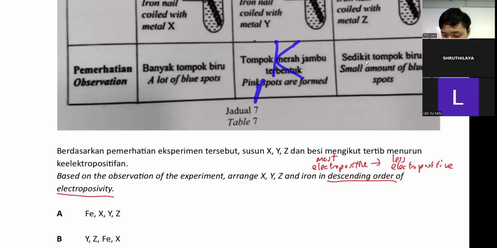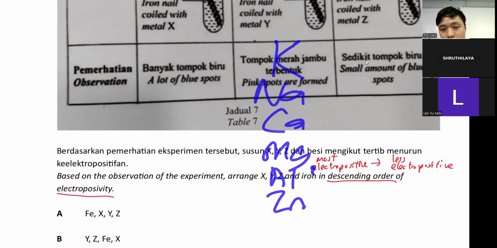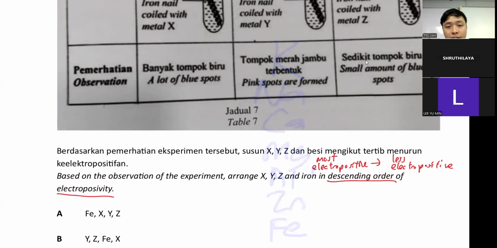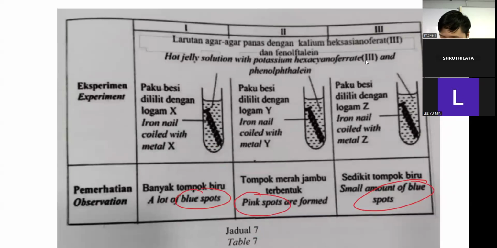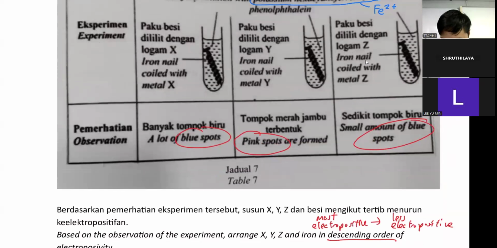Normally, like potassium, sodium, calcium, magnesium, aluminum, zinc, this few, right? Normally, they are very easy to donate electrons compared to iron. So it means all these are more electropositive than iron. And you can see they got pink spot, blue spot, blue spot. After they put potassium hexacyanoferrate, which is to detect the presence of Fe2+, it shows that iron has rusted.